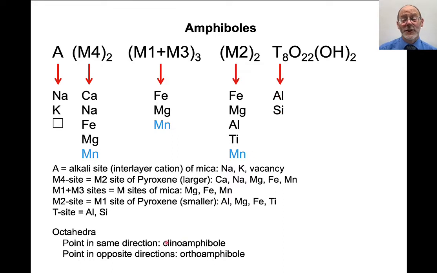Now, you remember back to pyroxenes, the octahedra in pyroxenes can all point in the same direction, and then we get the clinopyroxenes, or they can alternate direction, and then we get the orthopyroxenes. Well, the same is true of the amphiboles because they inherit their structure from the same pyroxenes. So if the octahedra all point in the same direction, we get clinoamphiboles. And if they point in opposite directions as we move up the structure, then we get the orthoamphiboles.